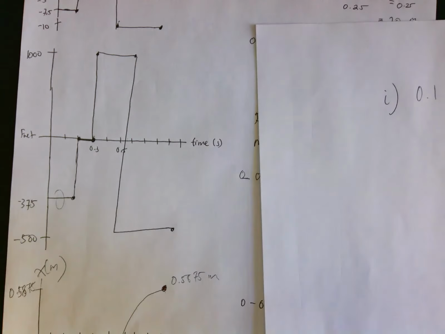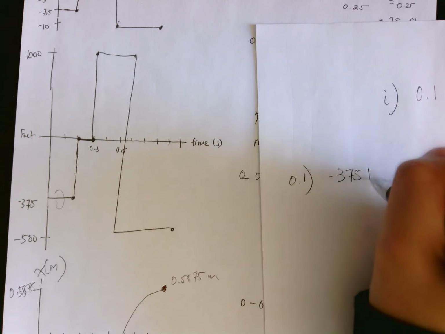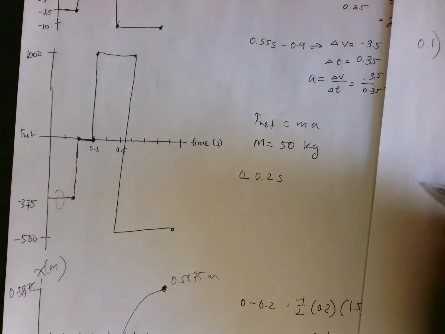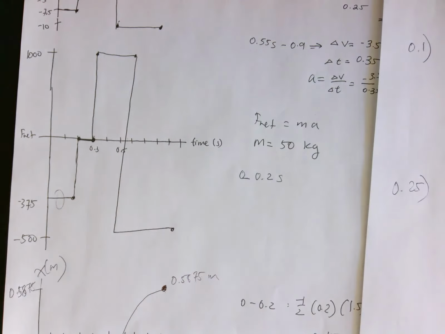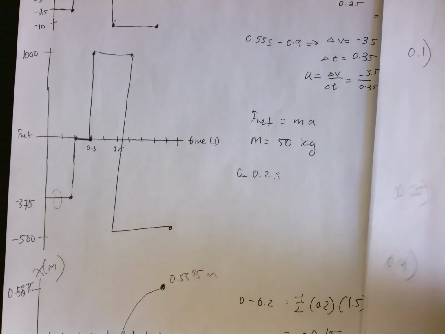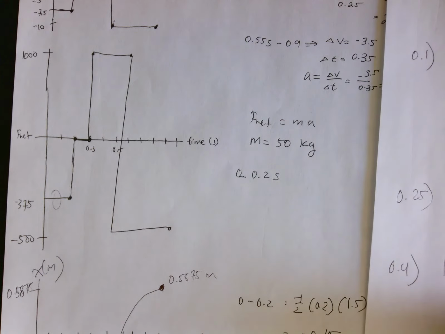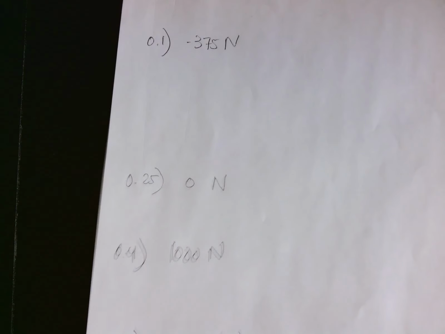Her net force at 0.1 is going to be negative 375 newtons. And at 0.25, her net force is going to be 0 newtons. And then at 0.4 seconds, her net force will be 1,000 newtons. And then finally, at 0.7 seconds, her net force is going to be negative 500 newtons. Okay, so now that we have this data, we can draw her force diagrams.